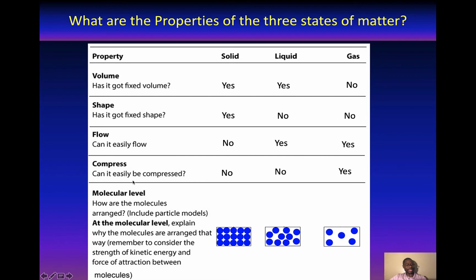Now, can it easily be compressed? Solids cannot easily be compressed. Liquids also cannot easily be compressed. If you're not sure about liquids, just get a syringe, draw some liquid into the syringe, and then try to compress it, and see if you can. Gases, yes, gases can easily be compressed, and the reason is the lots of empty spaces between the atoms or molecules of a gas. Even though we have spaces in liquids and solids, compressing them is very difficult. These spaces are not as large as we have in a gas, which is why solids and liquids are not easily compressible.